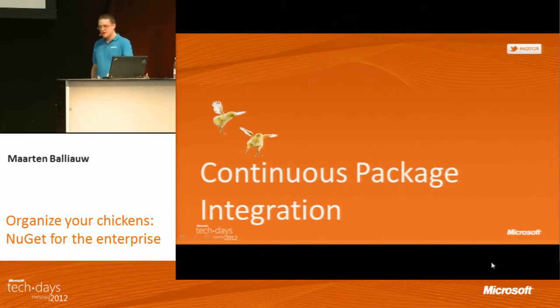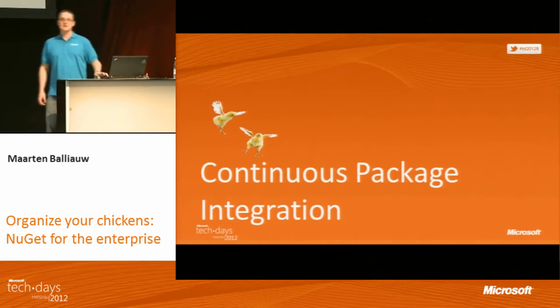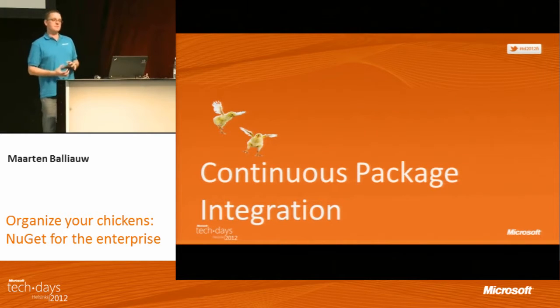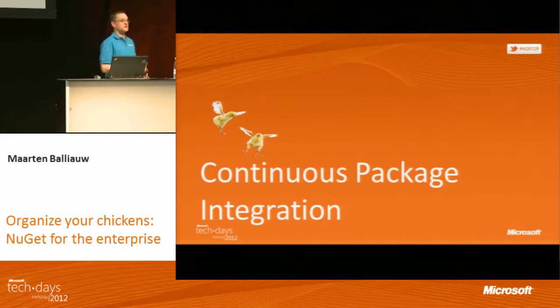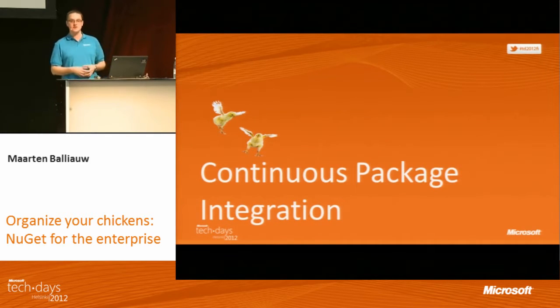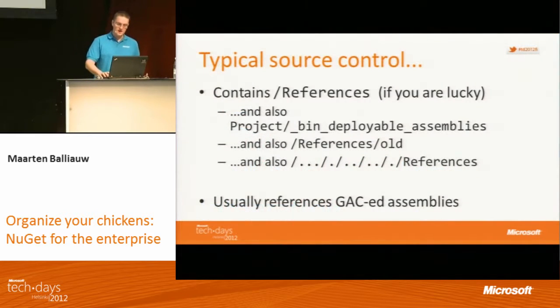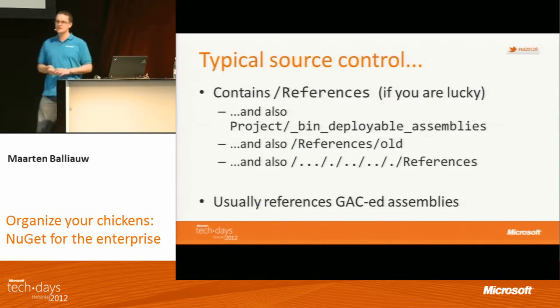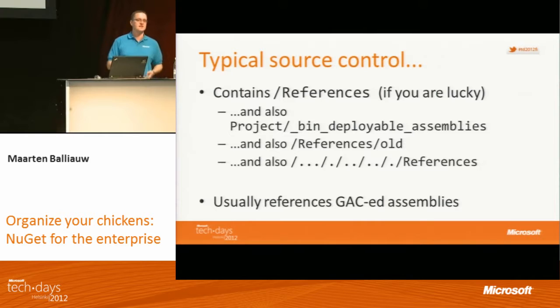Okay, an interesting one is continuous package integration. NuGet is tempting because it's easy to install packages in your solution, but it's even more tempting to not upload all your dependencies to your version control system. So a typical source control contains a folder called references or dependencies or assemblies or something like this. I have a couple of examples there.